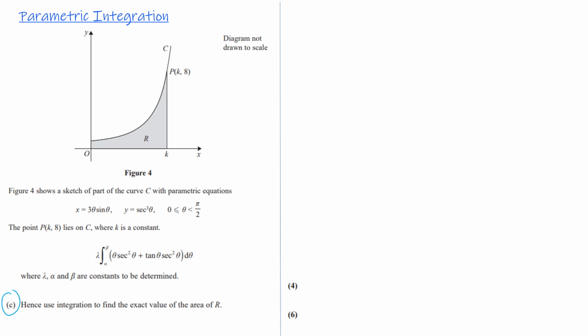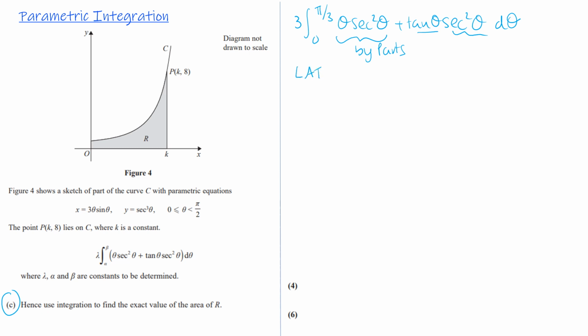Part C is asking us to now hence integrate. So we found that lambda was 3. The integral went from 0 to pi by 3 of theta sec squared theta plus tan theta sec squared theta d theta. So this first term we're going to integrate by parts. And the second term, we can see we've got the differential with a function, so we can do that via the reverse chain rule. But first of all, by parts, using the acronym LATE, the algebra is going to be the theta, so that's going to be u.